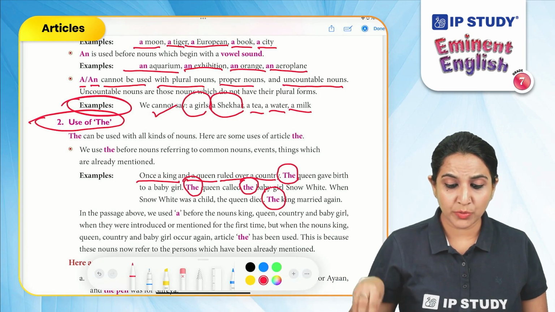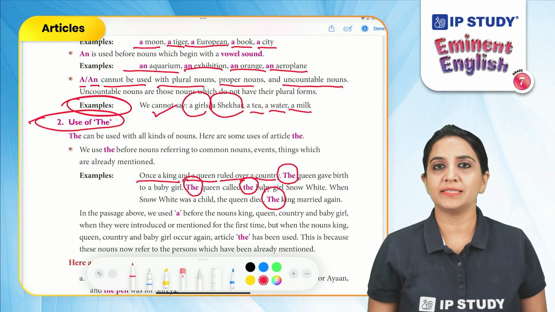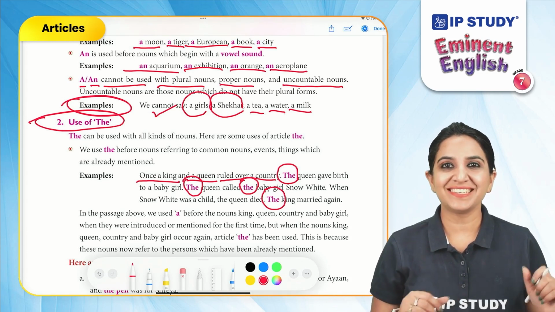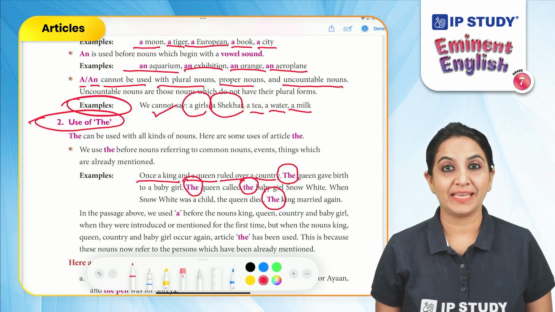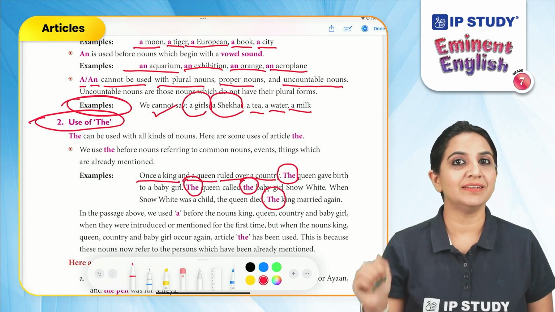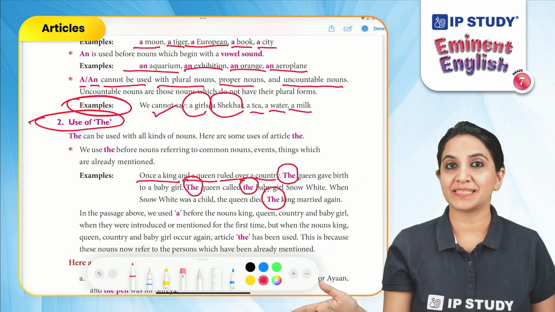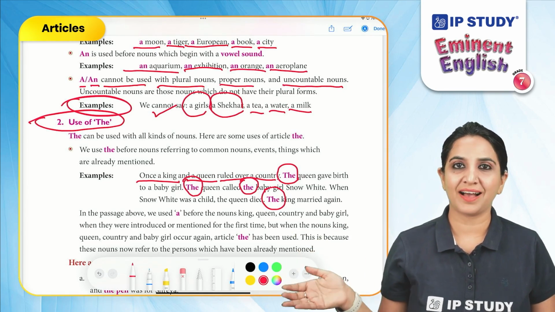When Snow White was a child, the queen died. The king married again. So, as you observed, when we started the passage, we were not aware which king and which queen we are talking about, or which country. That is why we used article a. But once it was definite after the first sentence in the passage, we started using the as an article.